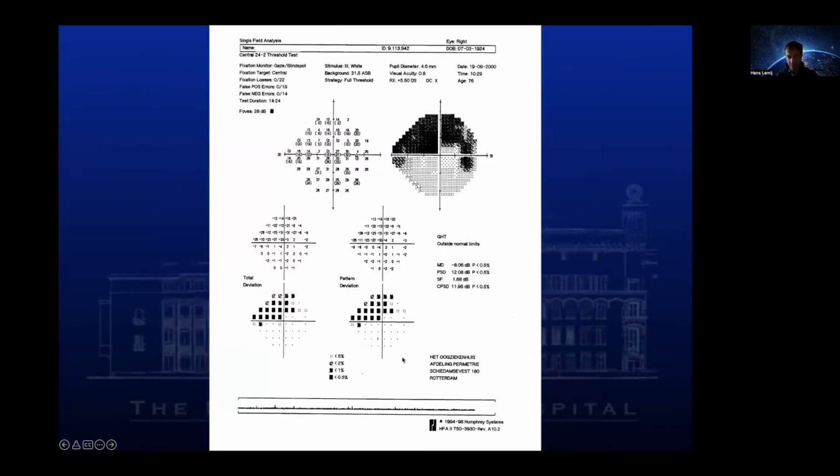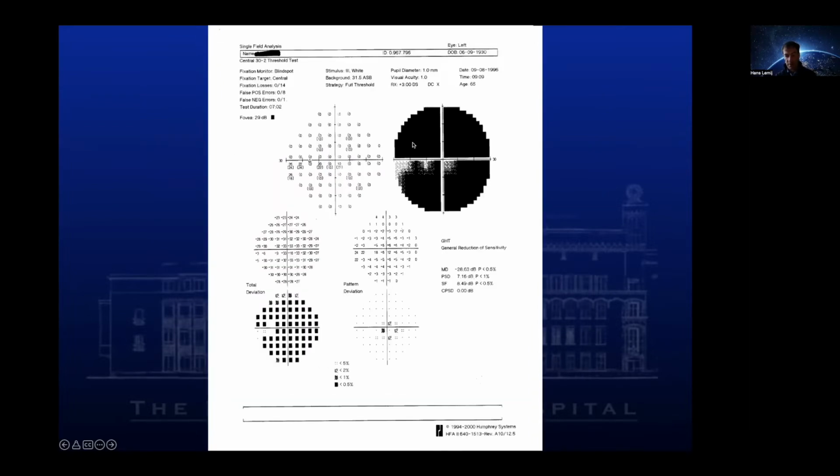And this is not the right slide. This is the right slide. You can see an arcuate or bent defect in the visual field, and it's printed in black. And here you see an example of more advanced glaucomatous disease.